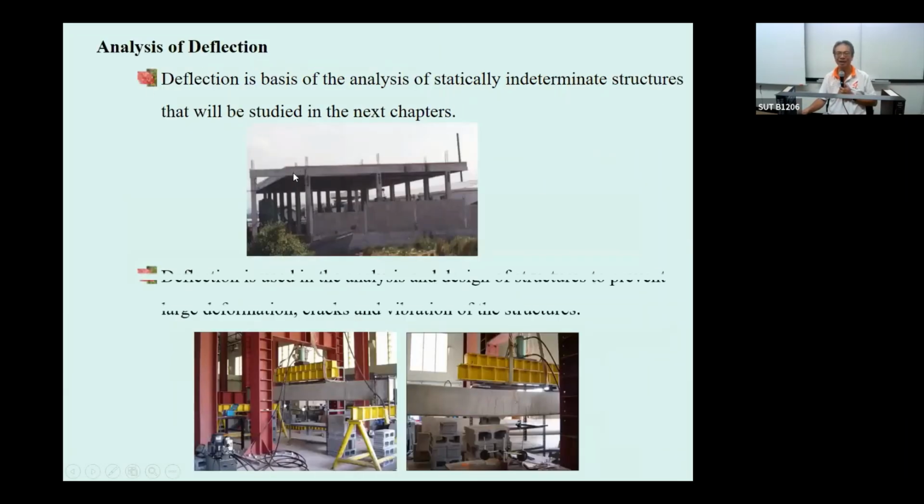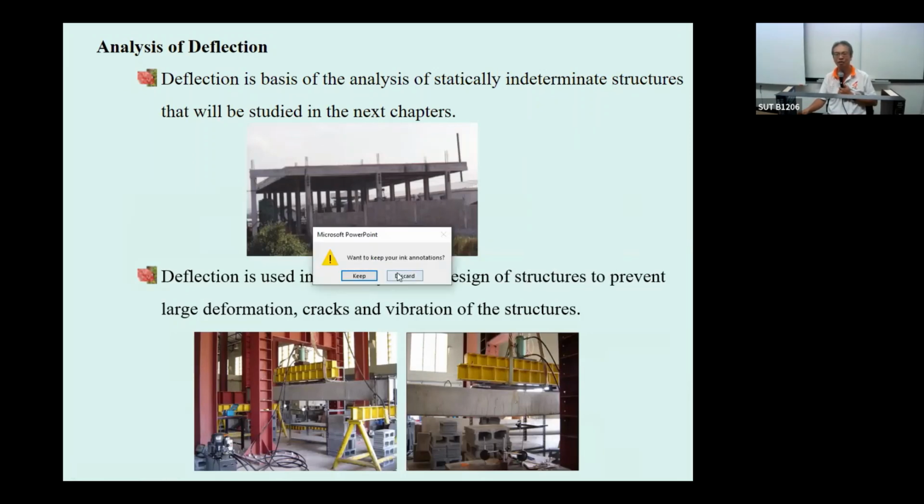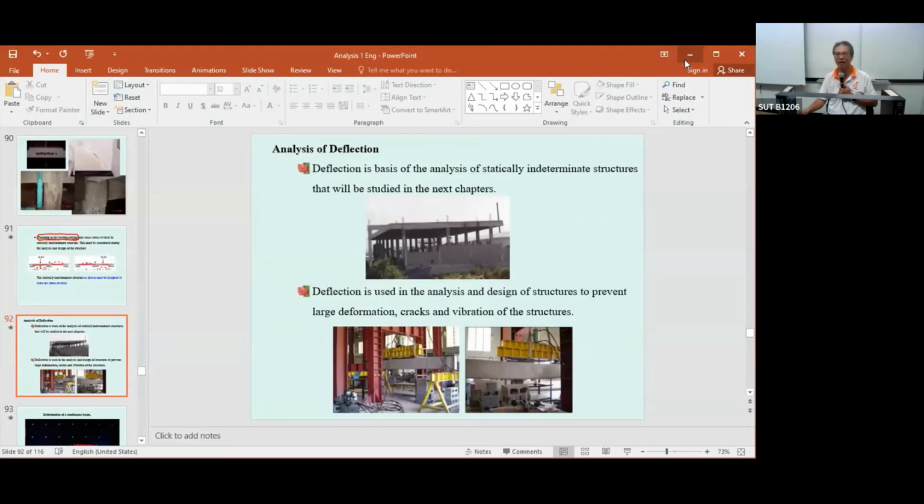Okay, let me go further. The deflection. Deflection is also a basis in the analysis of the structure. For example, consider this structure that I'm going to show you. You may see I have the beam here. If you put the force onto the beam, it will deform. This is called the deflection, the movement in the vertical direction. And over here there is an angle. We call this the slope.